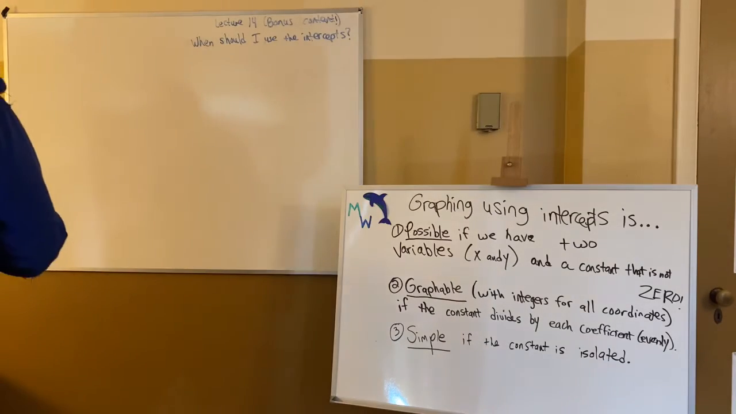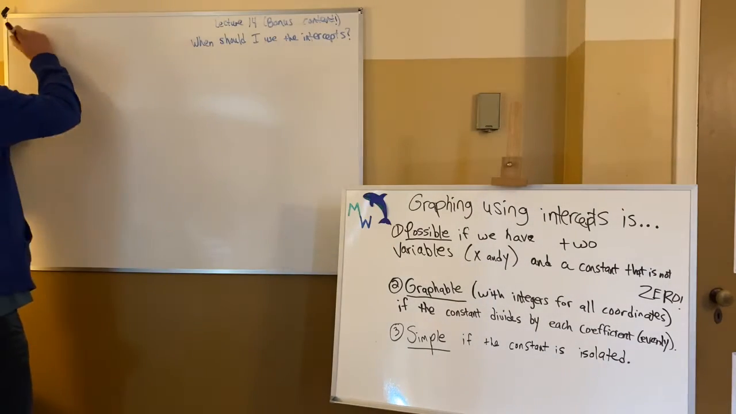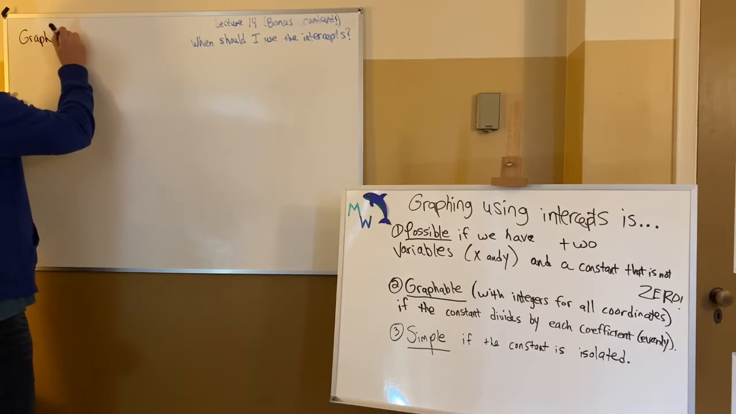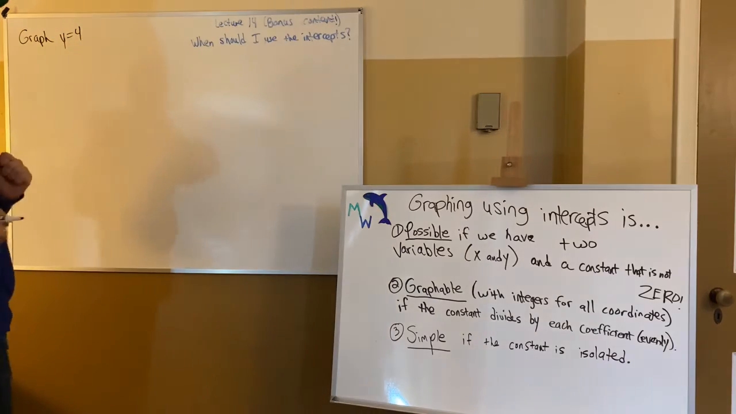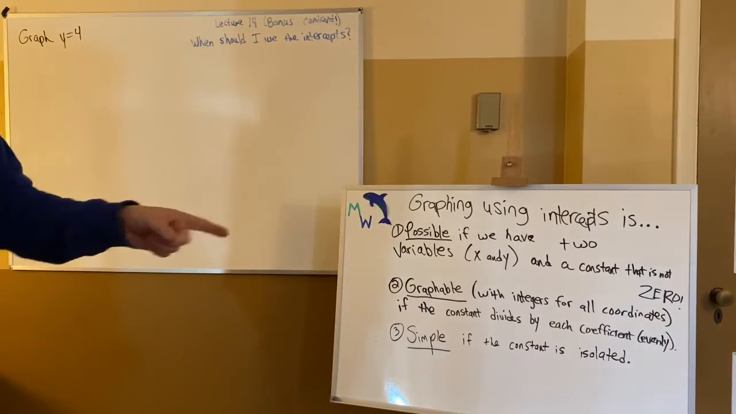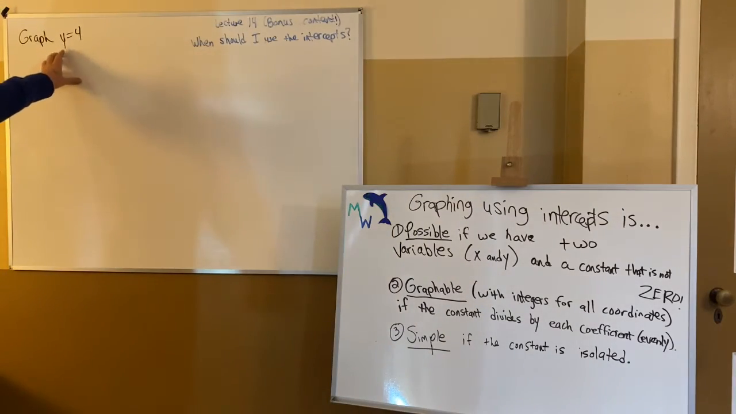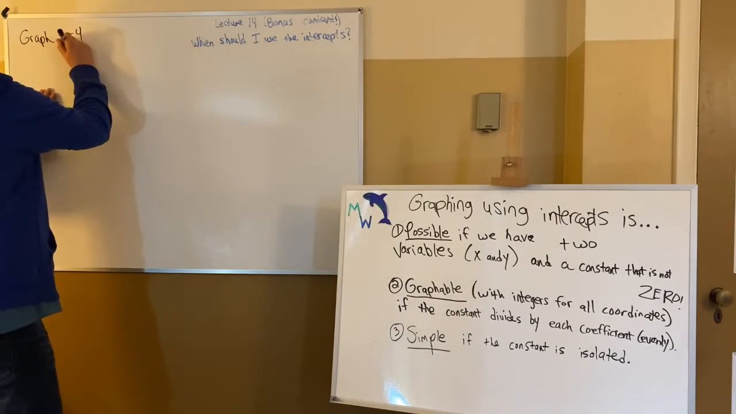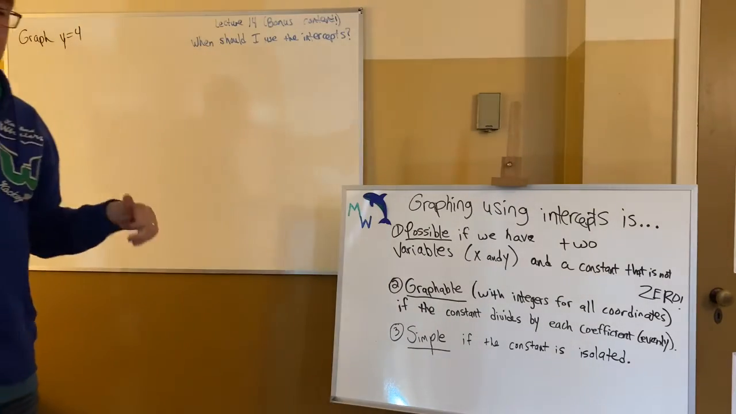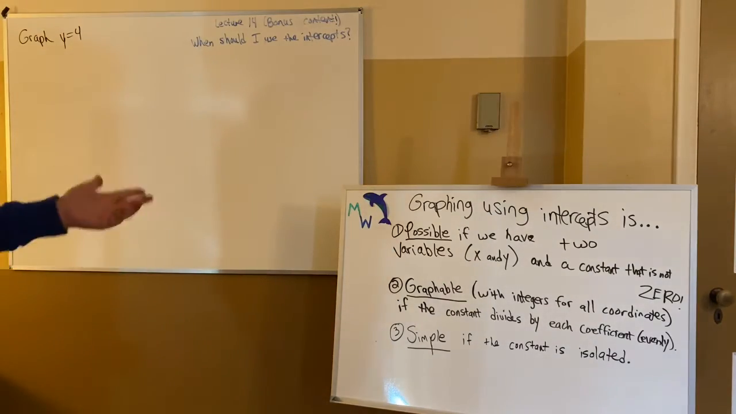So here we go. First one, graph y equals 4. Is it possible to graph that with intercepts? The answer is no. It is not possible because we don't have an x. We have just a y equals 4. It's not going to have two intercepts. It's not going to have an x-intercept and a y-intercept. It's only going to have one of those.